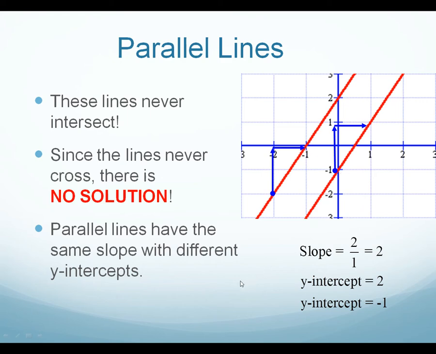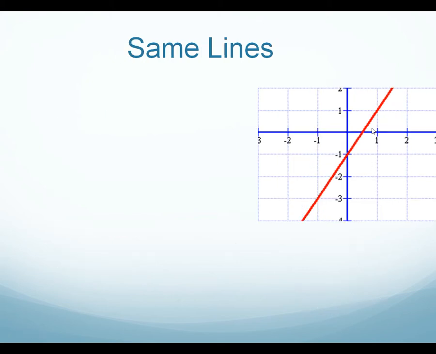And you'll start to notice with some of these, you won't have to graph them because as soon as you see the equation, you'll be able to see, oh, look, they've got the same slope but different y-intercepts. I know that means they're going to be parallel, so I know it's no solution. At first you'll have to graph them, but eventually some of you will start to pick up on those little shortcuts.